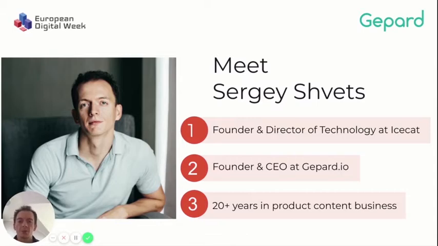So first let me introduce myself really quick. My name is Sergey Shvets and I'm a founder and director of technology at Icekit. I'm also founder and CEO at Gepard.io, and that gives me around 20 plus years of experience in content business, and I've started from the technology and now more into management.